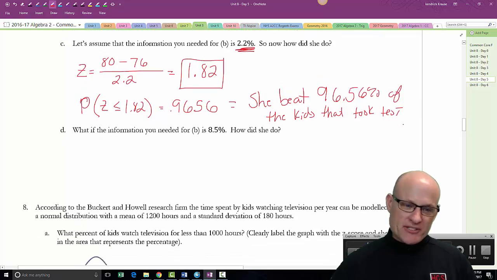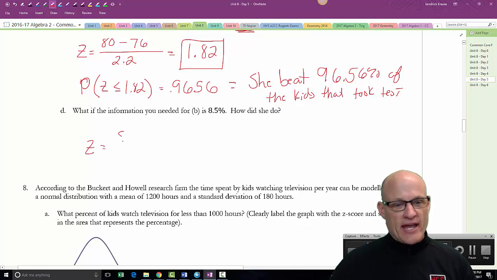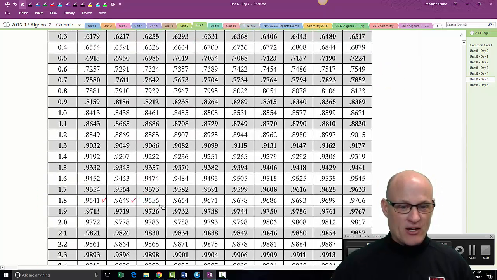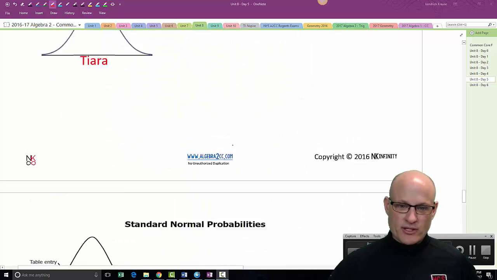But what if the teacher said, okay, wait a second. Actually, the standard deviation was 8.5%. You say, okay, we'll take a z-score of 80 over 76. And this time we're going to divide by 8.5%. And in this case, we get 0.47. So, okay, go back to my table. I'm going to look up 0.47 now as a standard deviation. 0.4 and 7, 0.47. I keep forgetting I got to just go back up here.